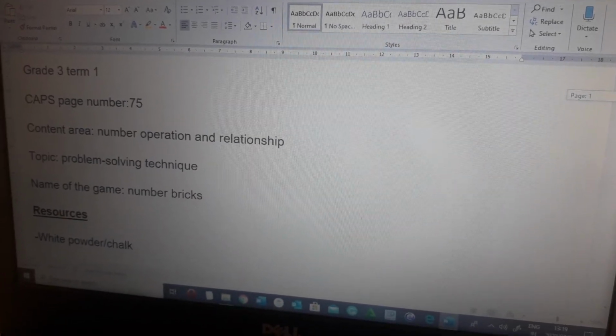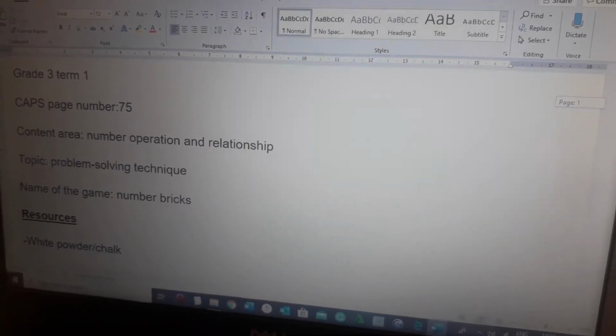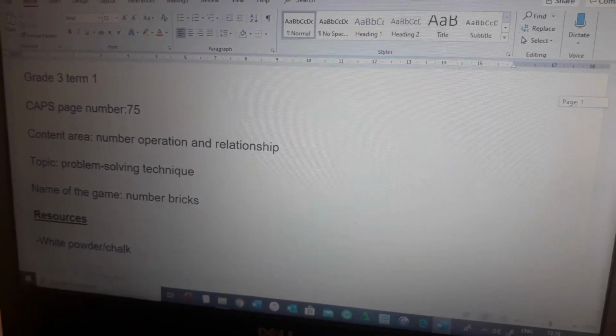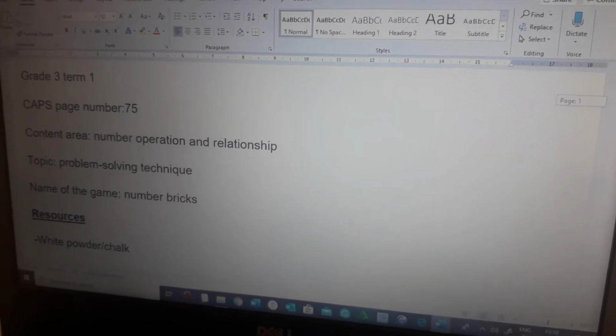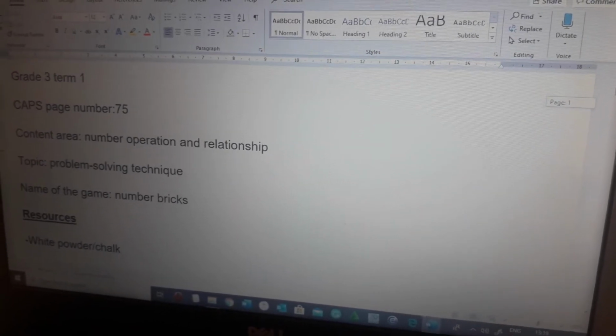This game is for grade 3, term 1. CAPS page number 75. Content area, number operation and relationship. Topic, problem solving technique. Name of the game, number bricks.